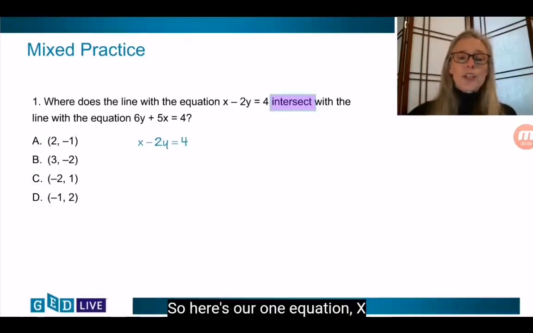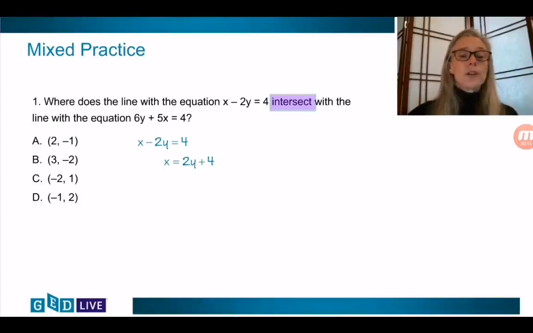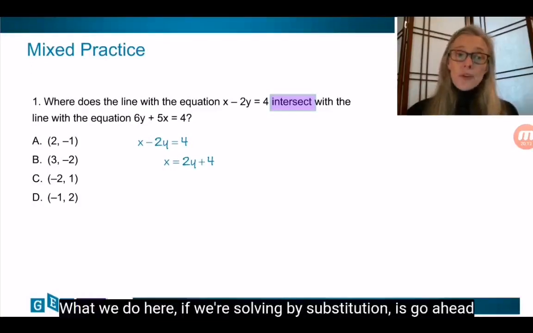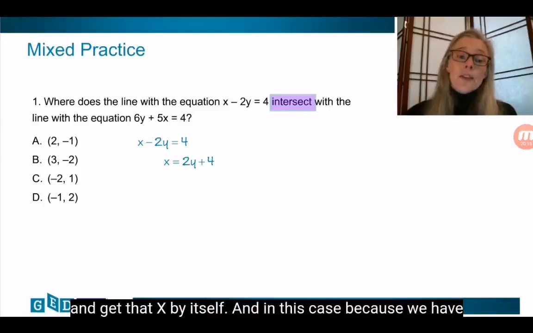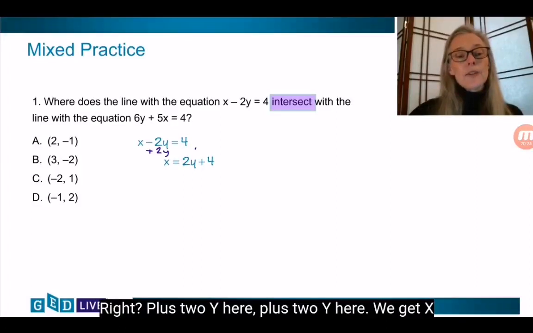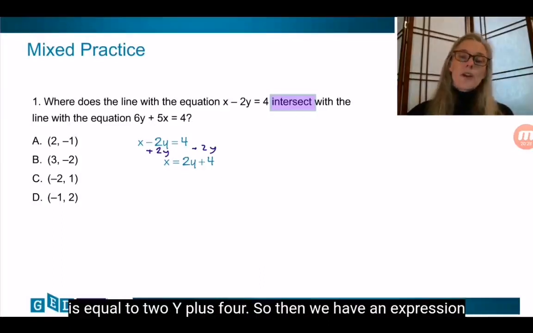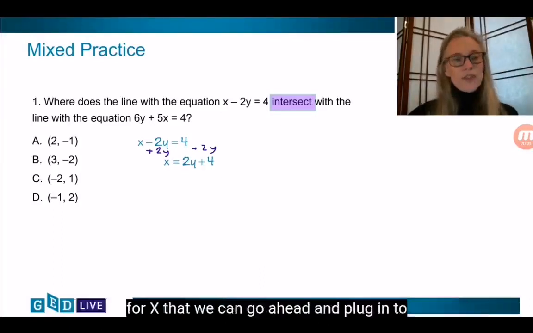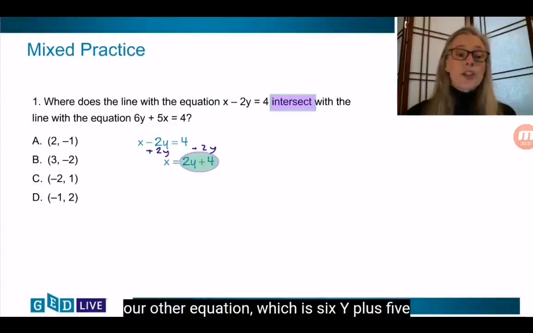So here's our one equation, x minus 2y is equal to 4. What we do here if we're solving by substitution is go ahead and get that x by itself. In this case, because we have x minus 2y, we are adding 2y to both sides, right? Plus 2y here, plus 2y here. We get x is equal to 2y plus 4. So then we have an expression for x that we can go ahead and plug in to our other equation, which is 6y plus 5x equals 4.